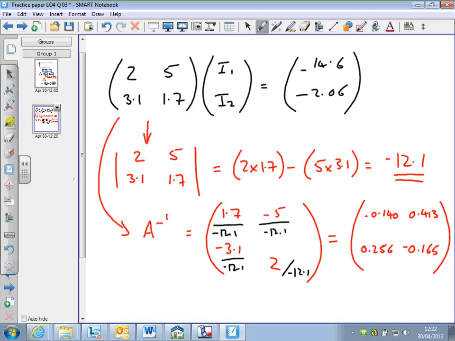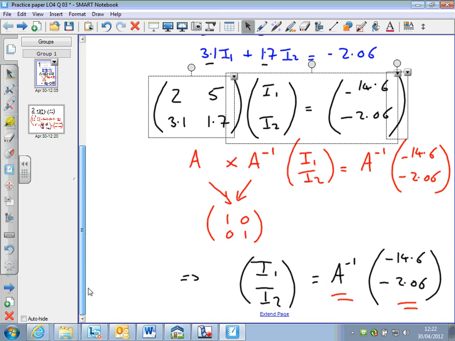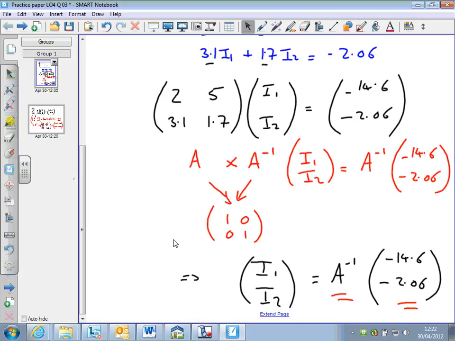See if you agree with that solution, and then carry on and see if you can complete the question. Now we've got the inverse, we can go back to what we were talking about at the start of this question and try to work out what I1 and I2 are. Again, I'll pause it here and then carry on and do the solution for you.